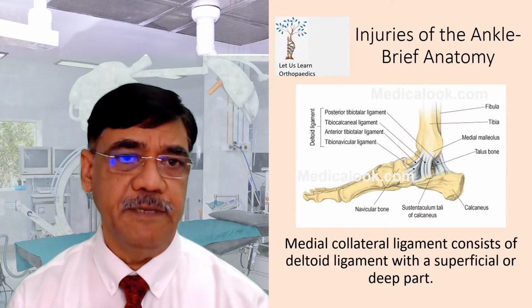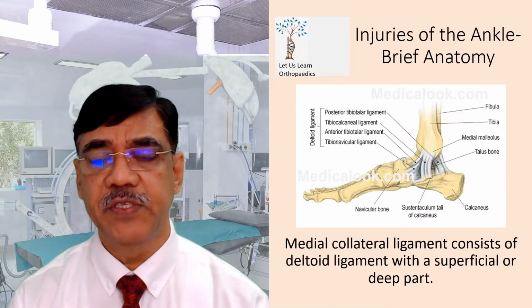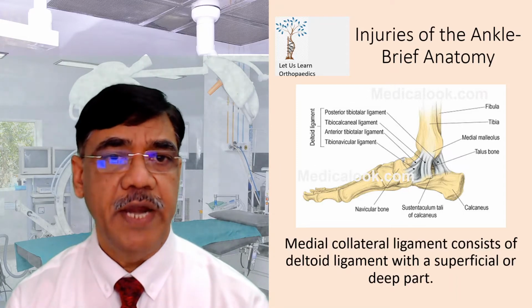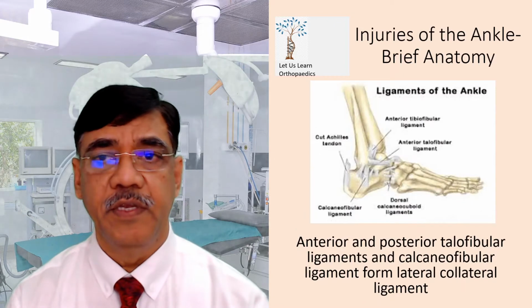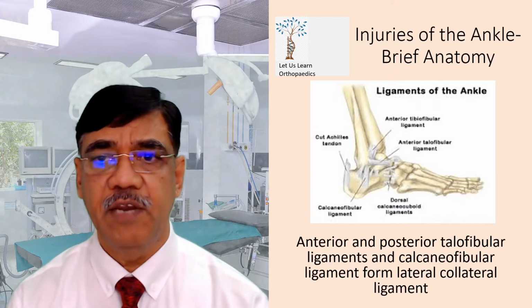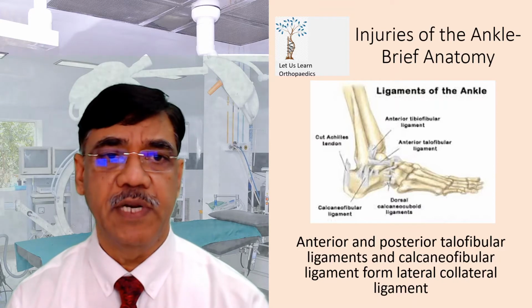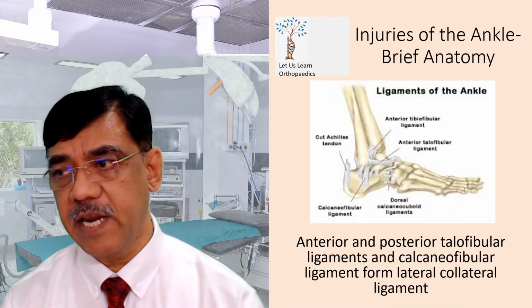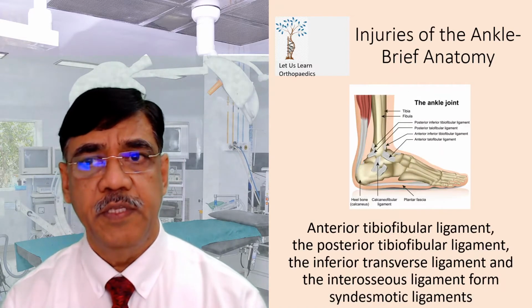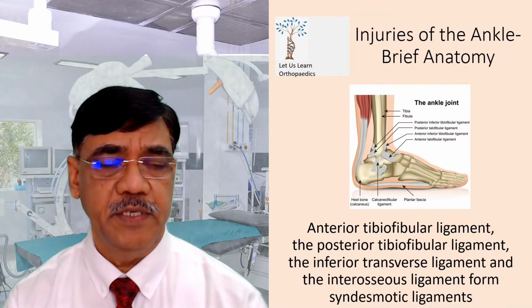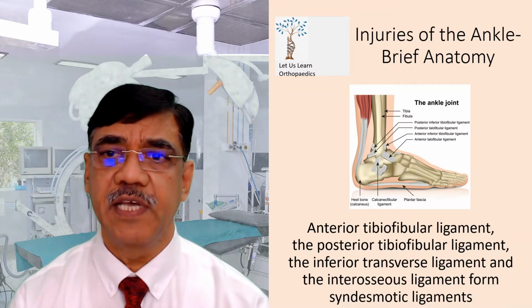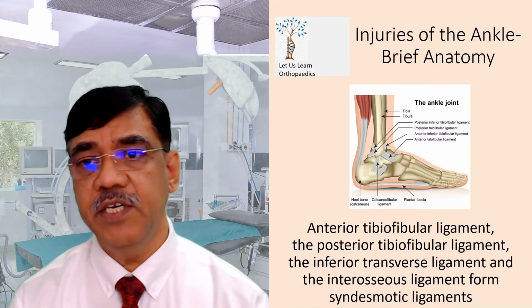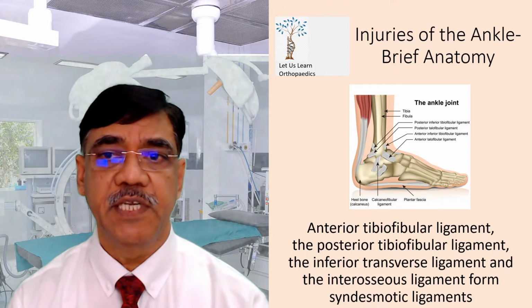If you look medially, the medial collateral ligament consists of the deltoid ligament with a superficial and deep part. The anterior and posterior talofibular ligaments and the calcaneofibular ligament form the lateral collateral ligament, as shown in this diagram. The anterior tibiofibular ligament, the posterior tibiofibular ligament, the inferior transverse ligament and the interosseous ligament form the syndesmotic ligaments.